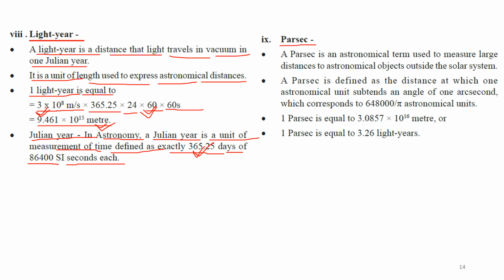Parsec. What is parsec? A parsec is an astronomical term used to measure large distance to astronomical objects outside the solar system. Okay, a parsec is defined as the distance at which one astronomical unit subtends an angle of 1 arc second, which corresponds to 64800 by pi astronomical unit. Okay, so this is the definition.